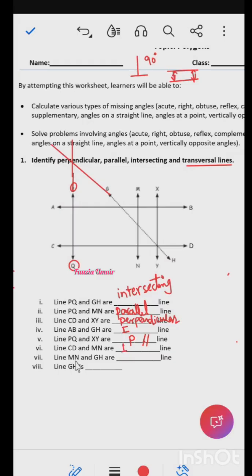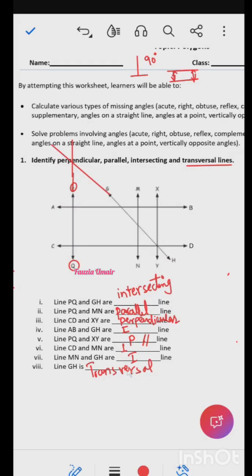So MN and GH. Ma'am, they are intersecting lines. Right. So line GH is a transversal line. Very good. So do you know what is a transversal? No, ma'am.